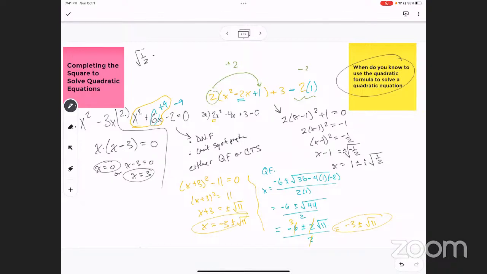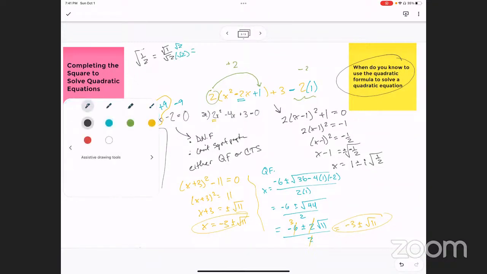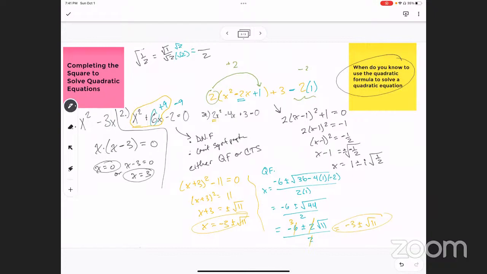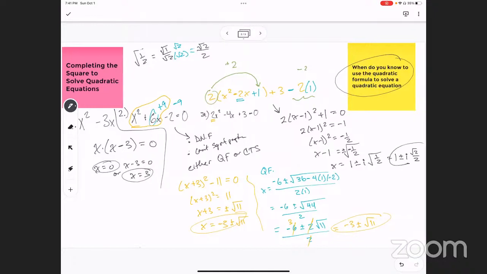All right, so square root of 1/2 is like saying square root of 1 over square root of 2, and then you're going to multiply the top and bottom by the square root of 2, and that's going to make the bottom 2, right? Because square root of 2 times square root of 2 is really square root of 4, which is just 2, and then the top just is bigger. So that simplifies to 1 plus or minus i root 2 over 2. So that's the answer for that one.